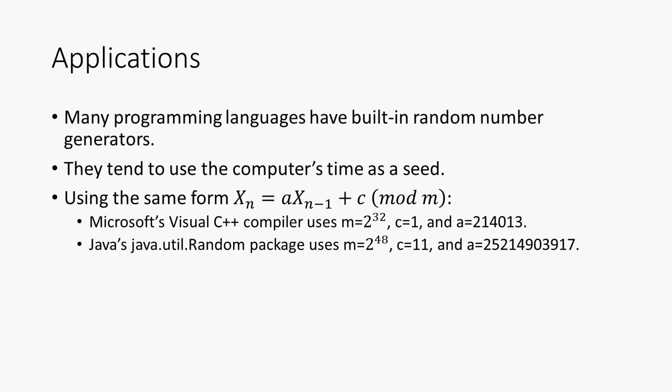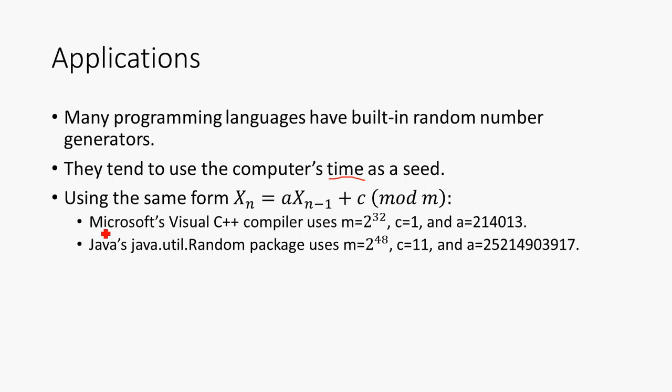Okay, so here's some applications of this. Many programming languages have built-in random number generators, and they tend to use the computer's time, or the time since like 1970, as a seed. So it takes the same form that we just talked about.